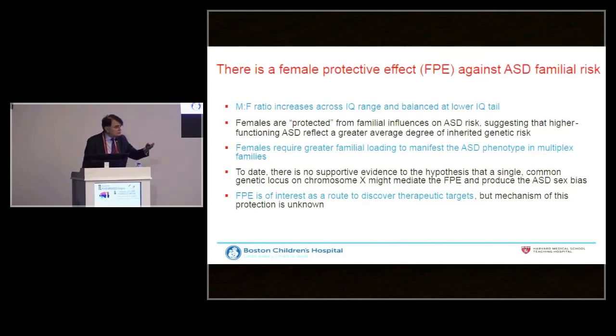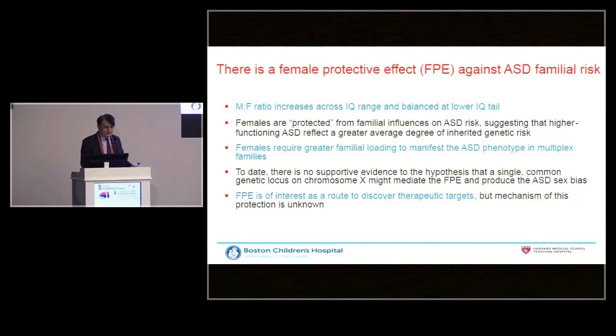Another important finding was the female protective effect. Those of you might not know this, but there is a male-female ratio, as you know, and it's 4:1, and this ratio is actually higher in the higher IQ ranges. As the IQ goes up, the ratio is much higher, so there are more males than females, and as you go down the IQ scale, the ratio changes. It is maybe 2:1 or even 1:1, so that it becomes evened out.